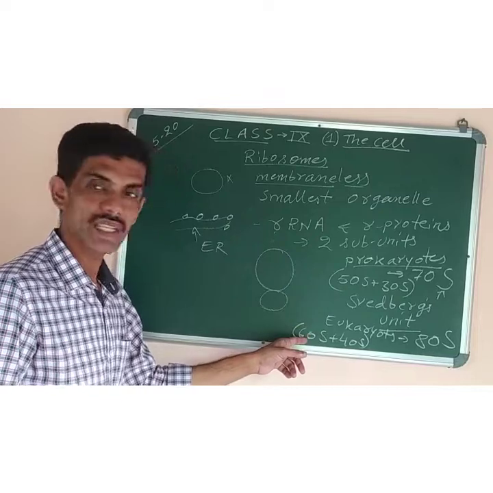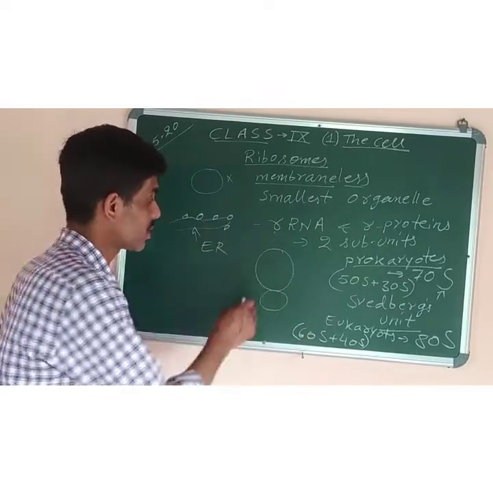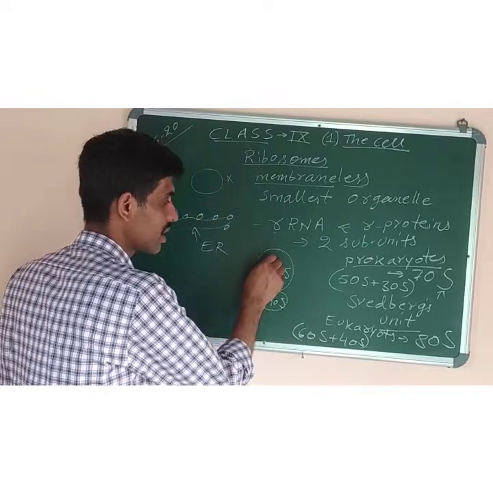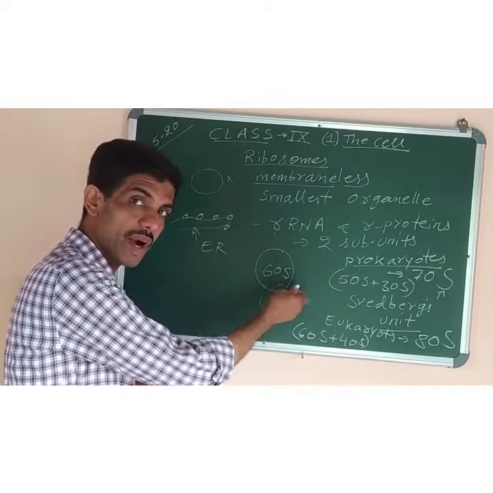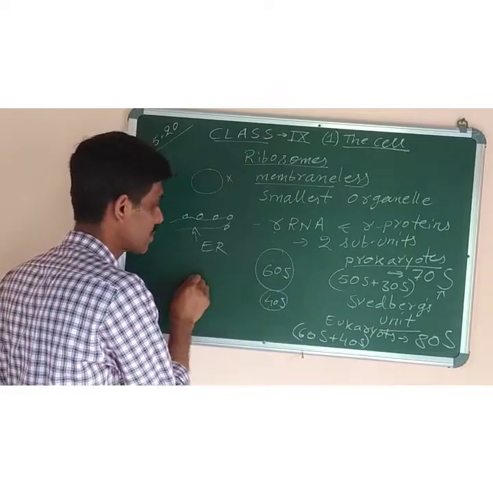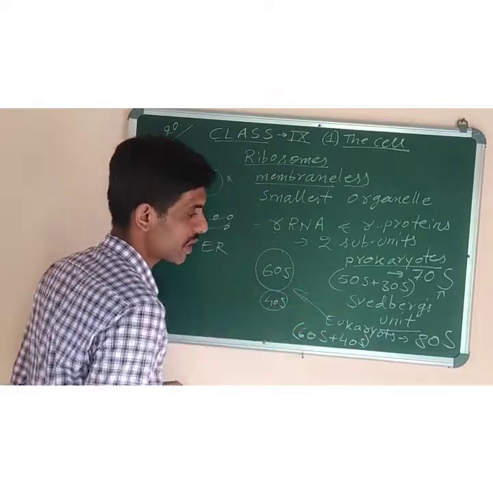The larger unit is 60S, and this one is the larger subunit. So I can write here this one 60S, then this one 40S. This is the larger subunit, meaning the bigger part of the ribosome. This is the smaller part of the ribosome. And this type of ribosome is found in eukaryotes, eukaryotic ribosomes.